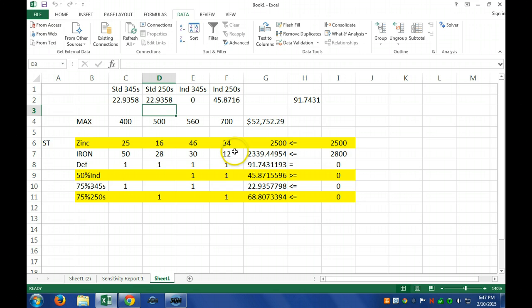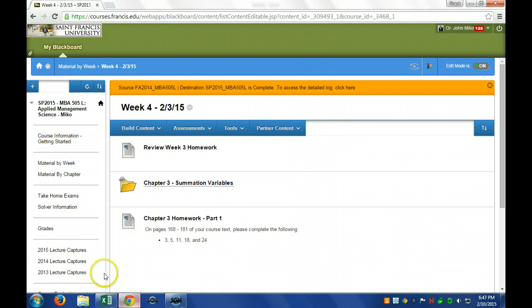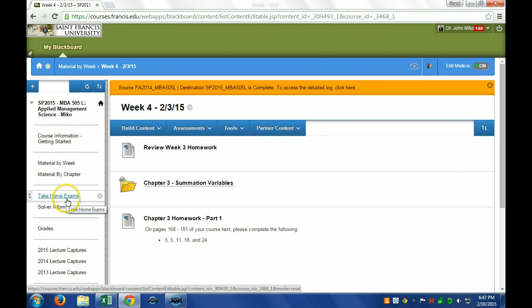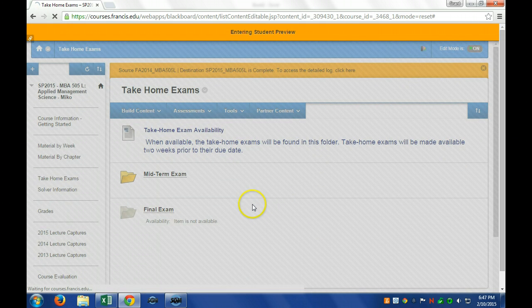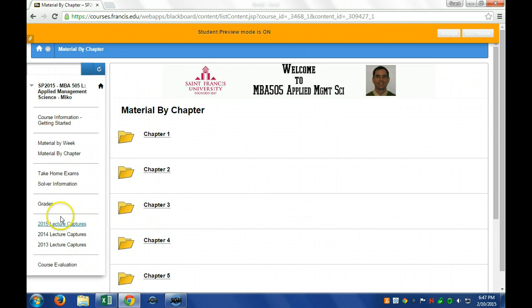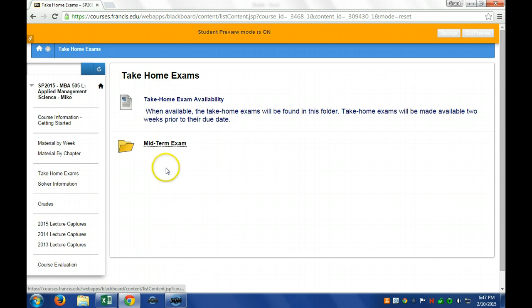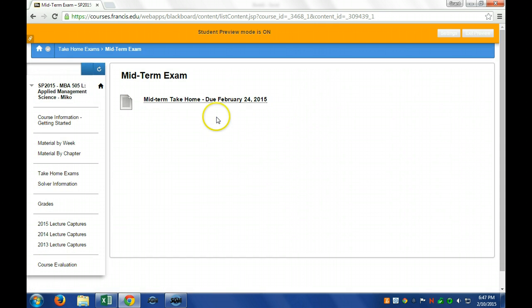So if we go to Blackboard, and you go to the navigation, it says take-home exams. Do you guys find that? Under take-home exams, go to student view here. There's a folder that says midterm exam. Click on that, and there's a document that I uploaded today. It says midterm take-home due February 24th, 2015.